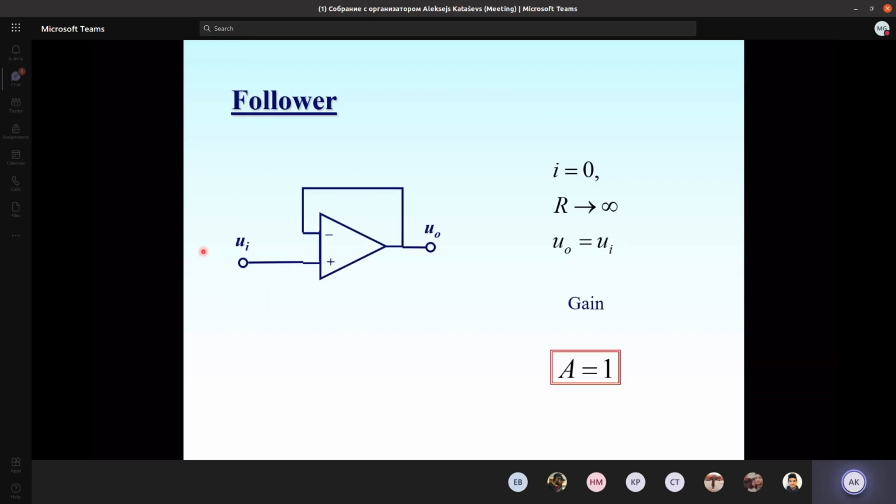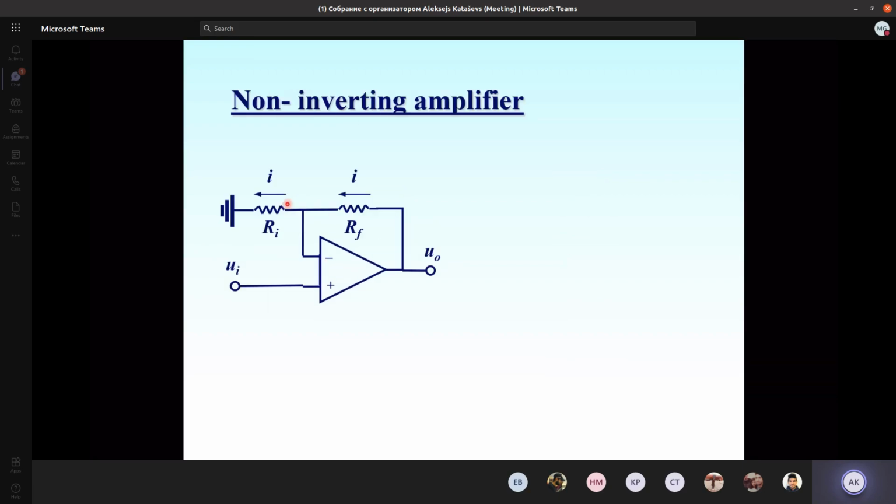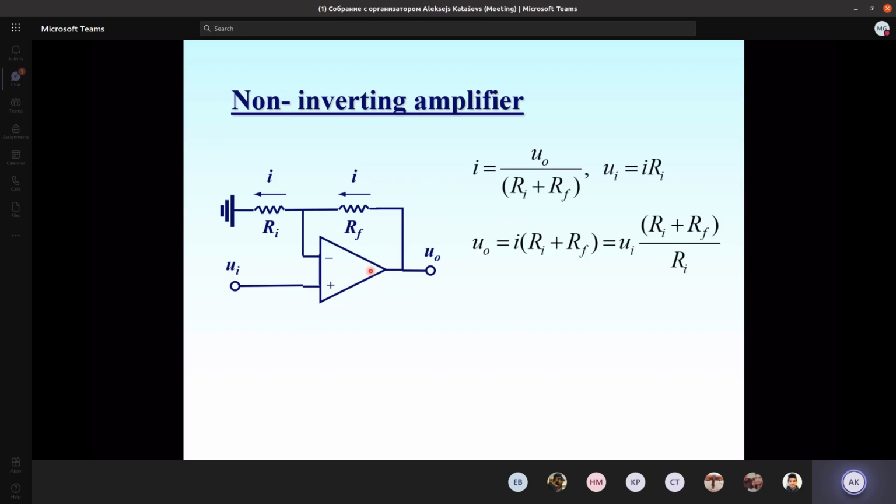We may modify the follower circuit a little bit to add some amplification. If we connect a resistor in a feedback circuit and add a resistor connecting the inverting input with the ground, in this case we have a so-called non-inverting amplifier. The math of the amplifier is the following.